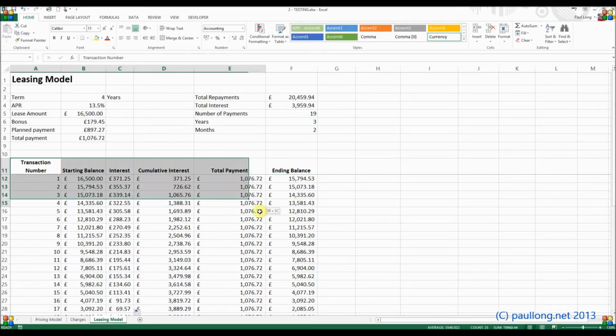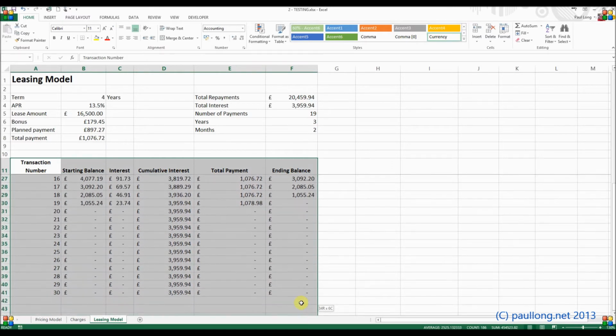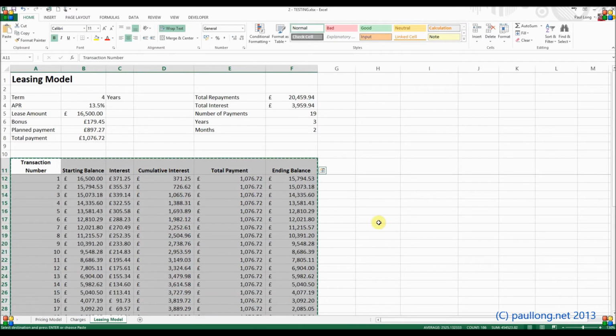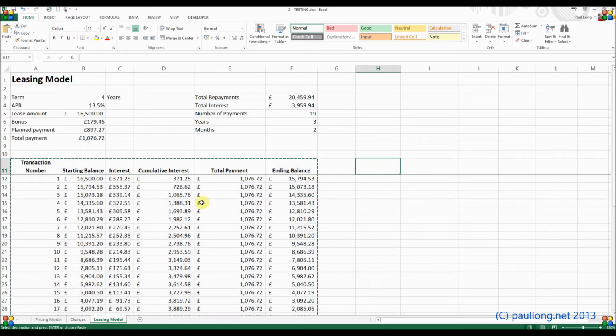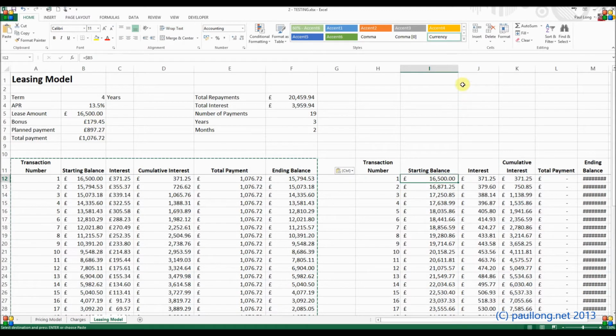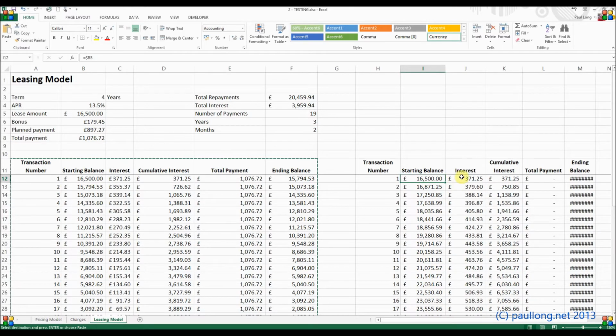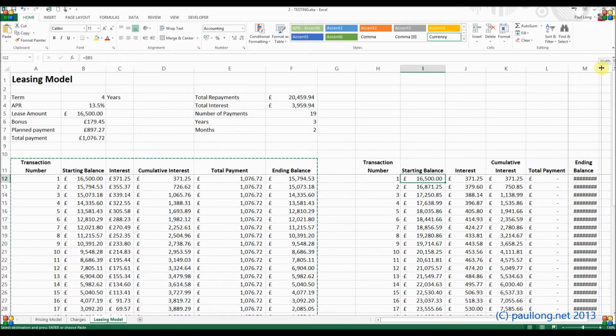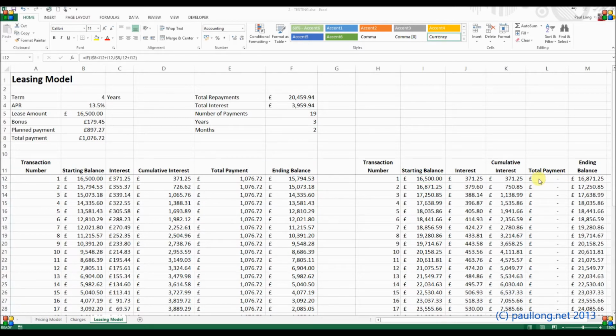So let's copy what we've got. Highlight down to there. Let's leave a gap between what we've got and what we're going to produce, and we'll paste it in here. Now if we have a look, we start with a balance of £16,500, that's correct, so that's looking good so far. Our interest is being calculated and our cumulative interest is being calculated, and if we expand our ending balance we can see that's being calculated. The last thing that we need to look at before we start doing other calculations is the total payment.